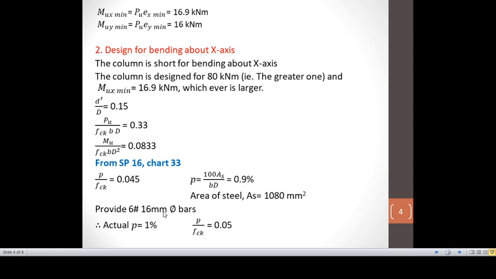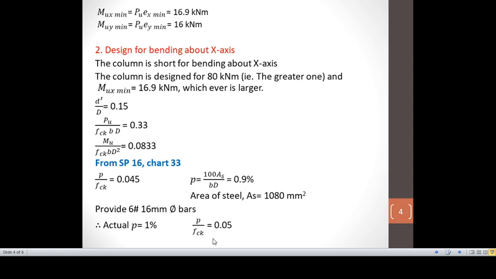So again recalculating what is the actual p provided. Required is only 0.9. By rounding off the number 5 point something to 6, a whole number, the actually provided percentage of steel becomes 1% and p by fck becomes 0.05. This is needed for the further design procedure.